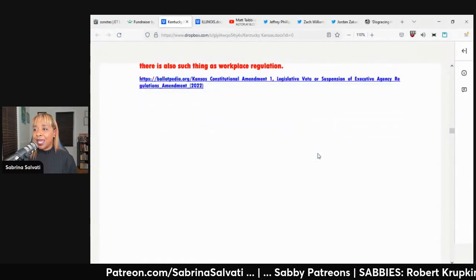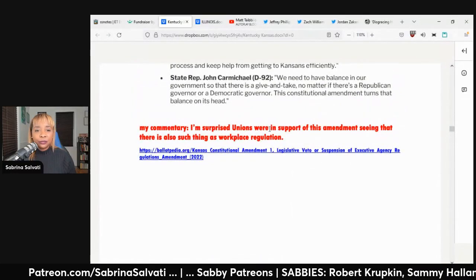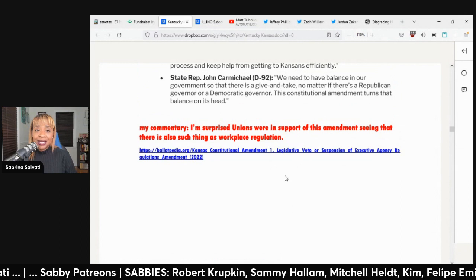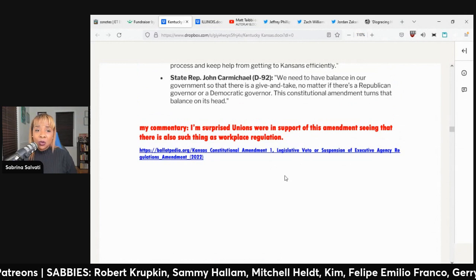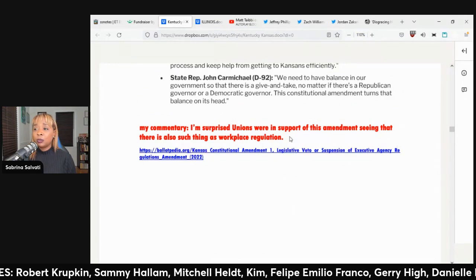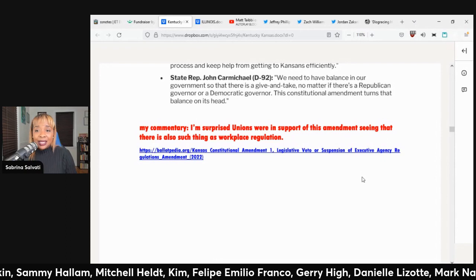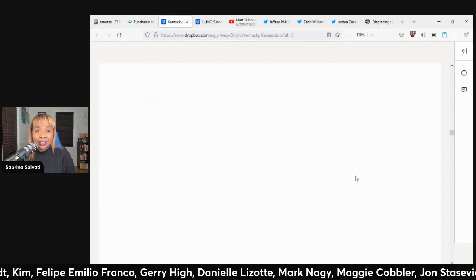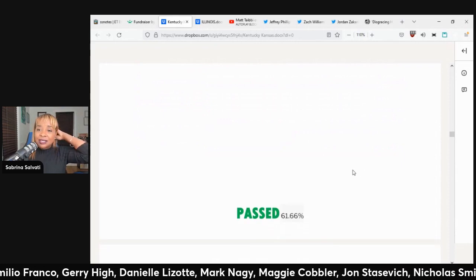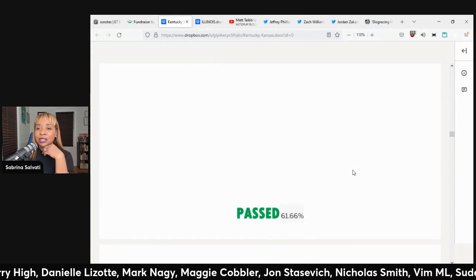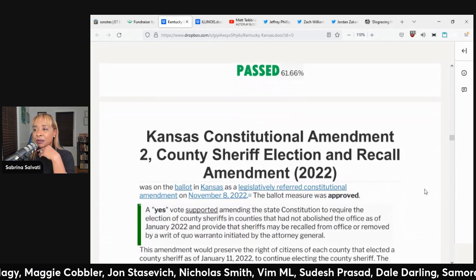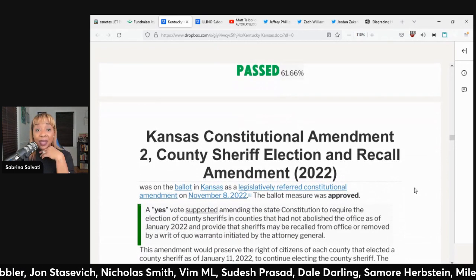So, yeah. Another note here from Roger Meadows: I'm surprised unions were in support of this amendment, seeing that there is also such a thing as workplace regulation. Yeah. Again, I think that goes back to the propaganda, to be honest. Like, how was this mentioned to people? You know? Okay. And this amendment for Kansas, this one passed.